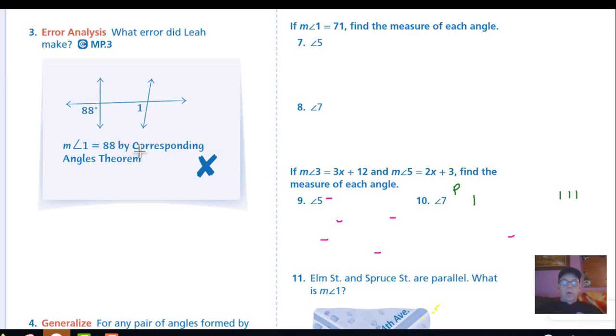So they are corresponding angles, but the corresponding angles theorem only works for parallel lines. So her mistake is that those lines are not parallel lines, so you can't use that theorem.